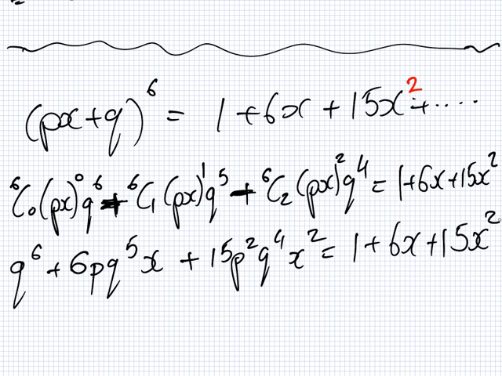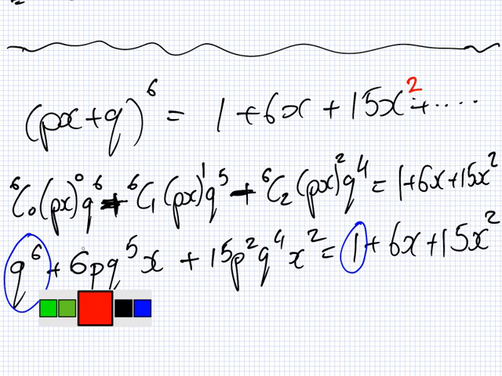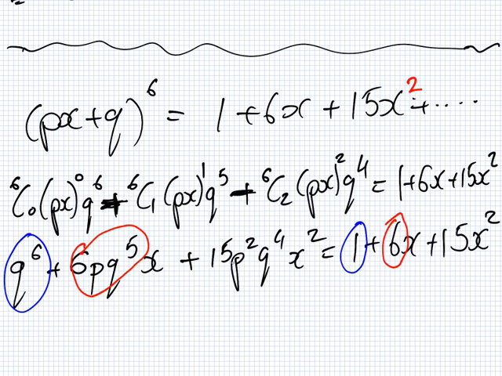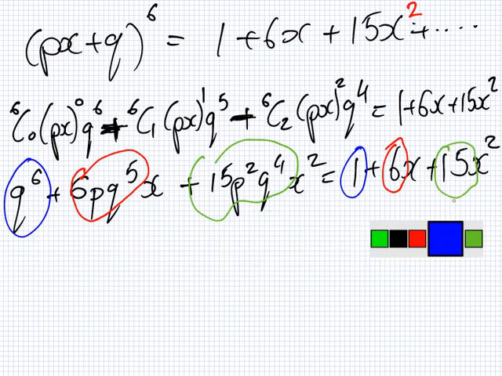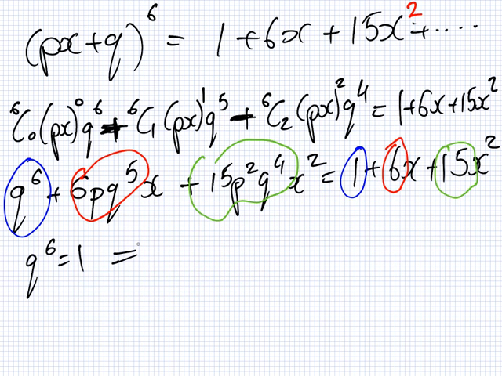And then what you do is you compare. So on the left you have a Q^6 and on the right you have a 1. On the left you have 6PQ^5 X and on the right you have 6X. On the left you have 15P squared Q^4 of an X squared, and here it's 15. So we can see that Q must be 1 for sure. Because Q^6 equals 1, then Q must equal 1.